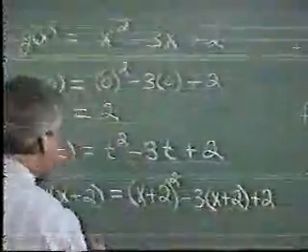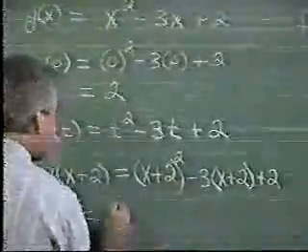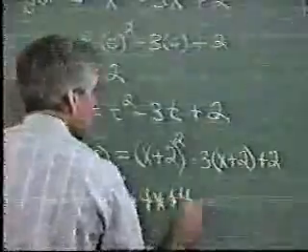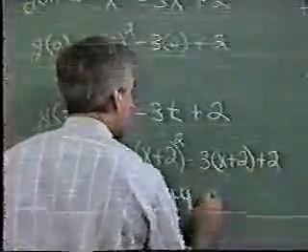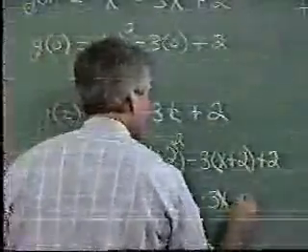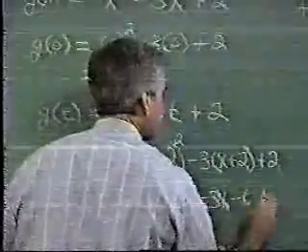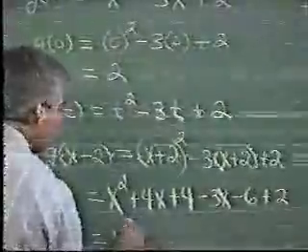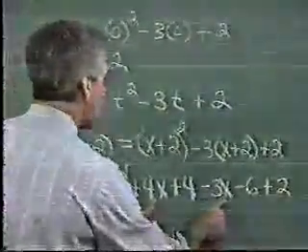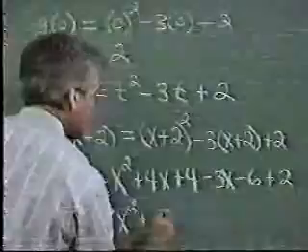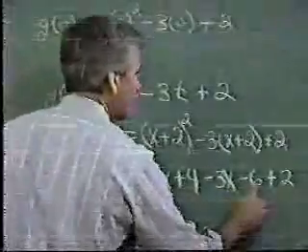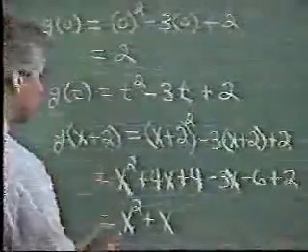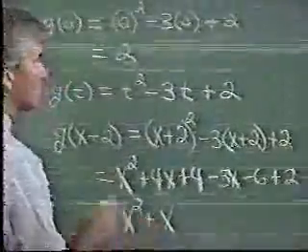And now evaluating, x plus 2 squared is x squared plus 4x plus 4. And then multiplying through, I get negative 3x minus 6 plus 2. And collecting like terms, I have only one second degree term. 4x minus 3x is simply x. 4 minus 6 is negative 2. Negative 2 plus 2, they go out. So g of x plus 2 is x squared plus x.